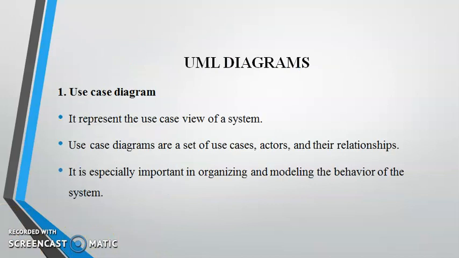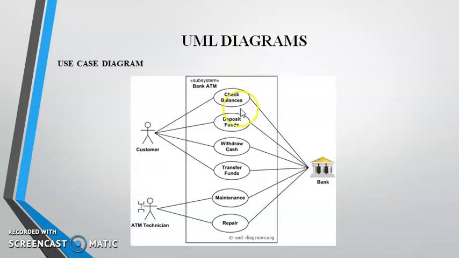First diagram which comes under the behavioral diagram is use case diagram. It represents the use case view of a system. Okay? And the second thing is it is a set of use cases, actors, and the relationships. And third point here is mainly the use case diagram is used for representing the behavior of a system. This is the use case diagram.